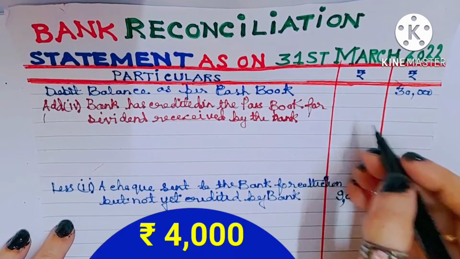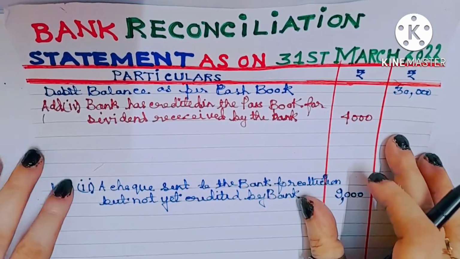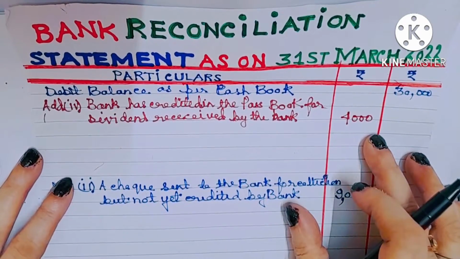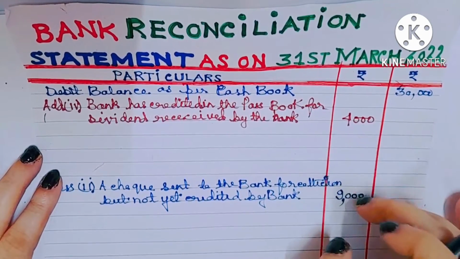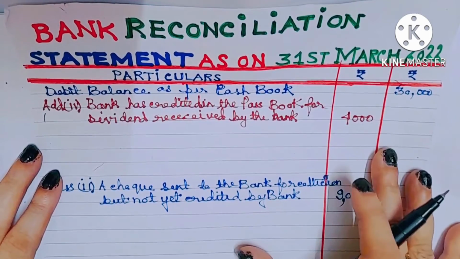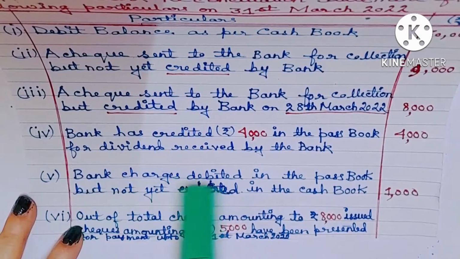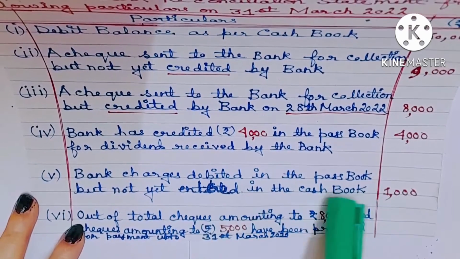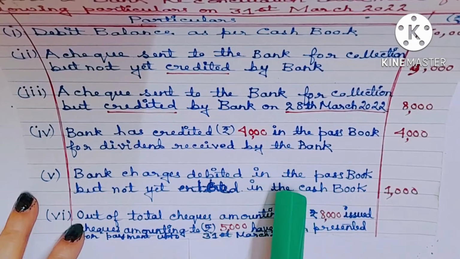How much? Rupees 4,000 should be written in the inner column or in the first column, because I have already told you whatever we are going to add or whatever we are going to deduct, we have to write in the first column. Okay? Understood? Now let's see the next transaction. Number 5. Bank charges debited in the passbook. Debited means, what do you mean by debited in the passbook or debited by bank?